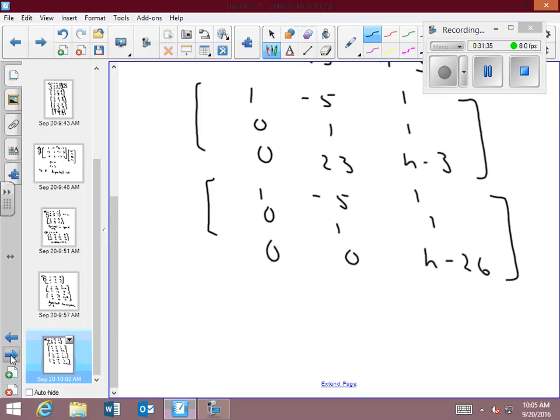And the question is, find the values of h for which the vectors are linearly dependent. So that would mean a linear dependency. This would have to be a 0 row, because I want my x3 to be a free variable. So h equals 26. If it's equal to 26, then it's linearly dependent. If it's equal to anything other than 26, it's linearly independent.